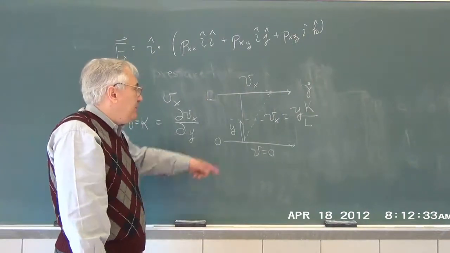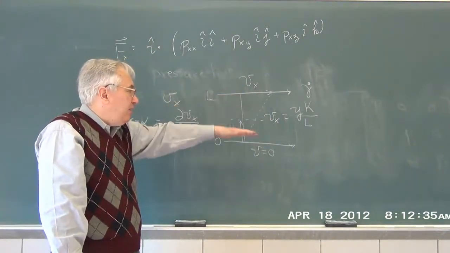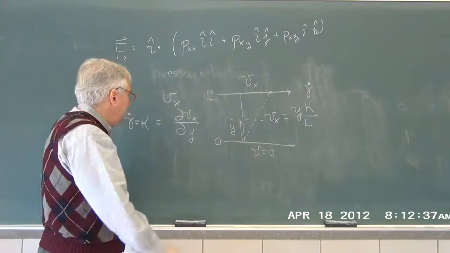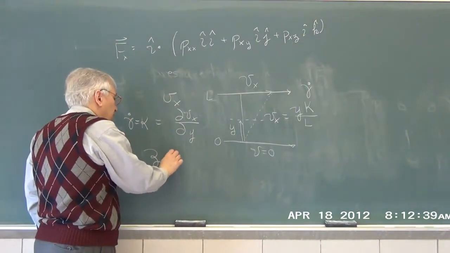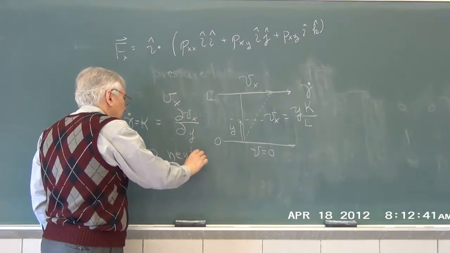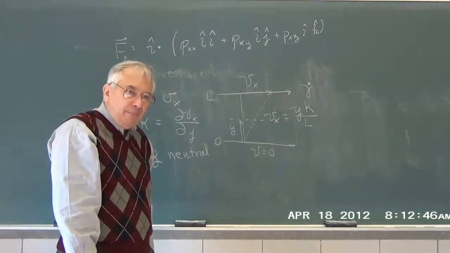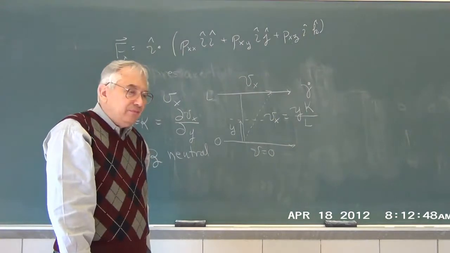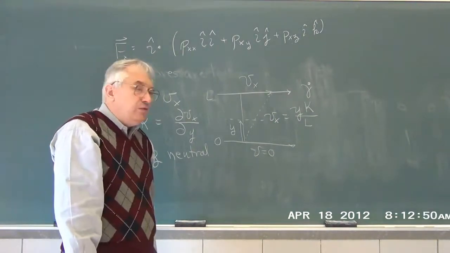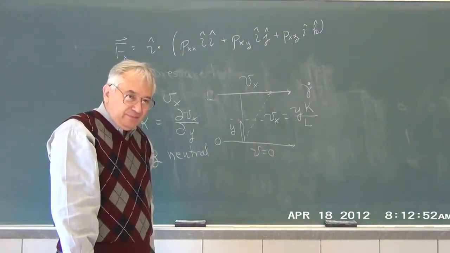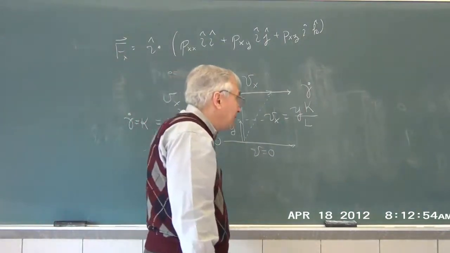Now, if you look, the thing is moving this way. The gradient is this way, and there is a neutral direction, z. Okay? There's a neutral direction. So we now take the liquid and we put a shear on it. And so several things happen.